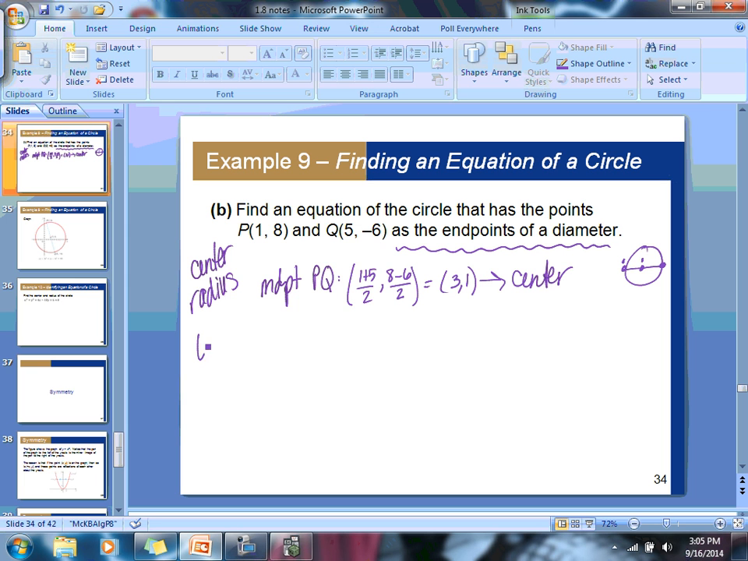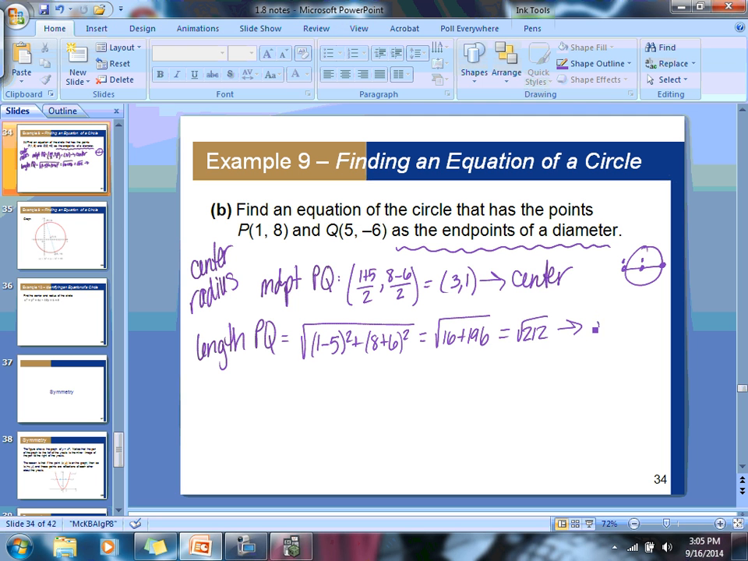So I'm going to find now the length of PQ. And to do that, I need my distance formula. So I'm going to take my x values and subtract them, (1 minus 5) squared. And then I'm going to take my y values and subtract them. Remember, when I subtract a negative, that becomes a plus a positive. So 1 minus 5, that's negative 4. Negative 4 squared is 16. And then 8 plus 6, that's 14. And 14 squared is 196. So I have a length of 212. That's my diameter.